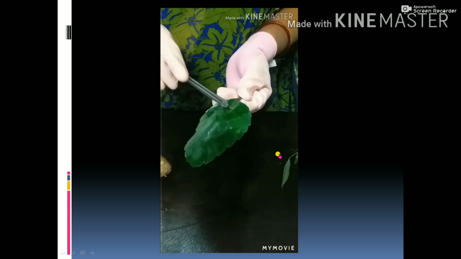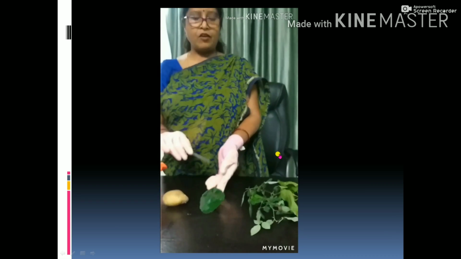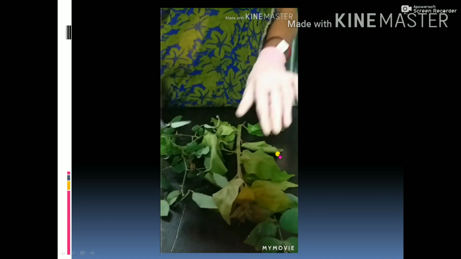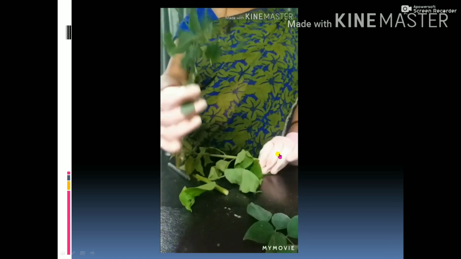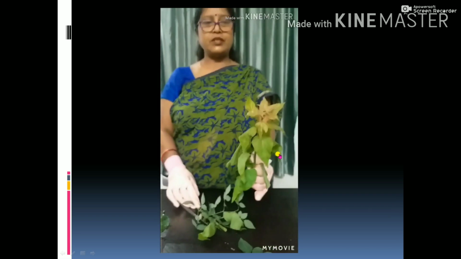Clear to all of you students? I think it is very much clear. Now again you see here, this is part of the stem, and this is a rose plant, rose stem, and this is bougainvillea. Both I have given you as examples to draw the picture.